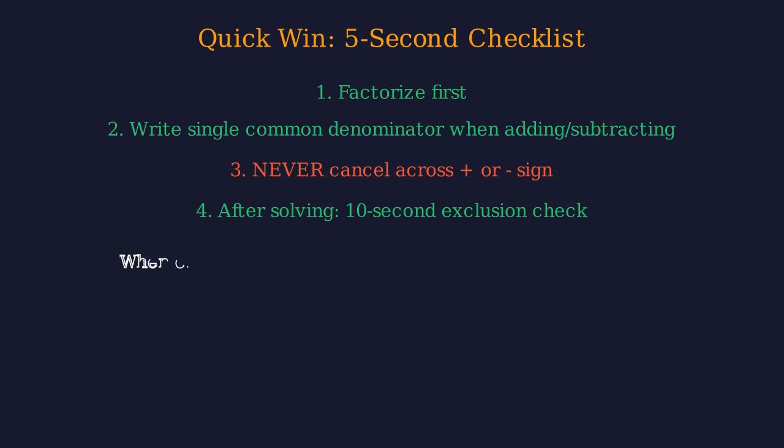A tiny extra quick win for speed. When you clear denominators, multiply through by the least common denominator in one neat line. That keeps your working tidy and the examiner can follow your logic easily. Read the question twice, solve it once.